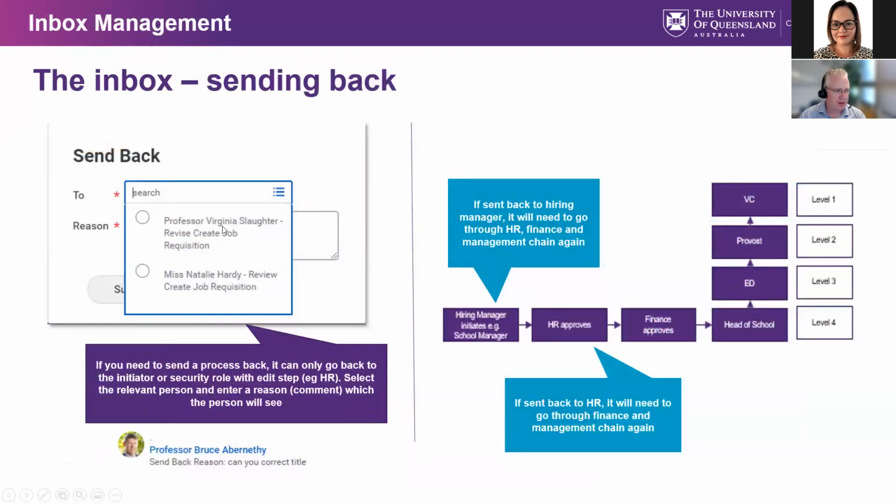This is the send back functionality that I mentioned earlier. So if you are trying to send it back to someone, you just select the individual that you're trying to send it back to. For instance, here you'd select either Virginia or Natalie. You make a comment in the field as to why you want to send it back, and you hit the submit button, and it will go back to that individual to make those changes.